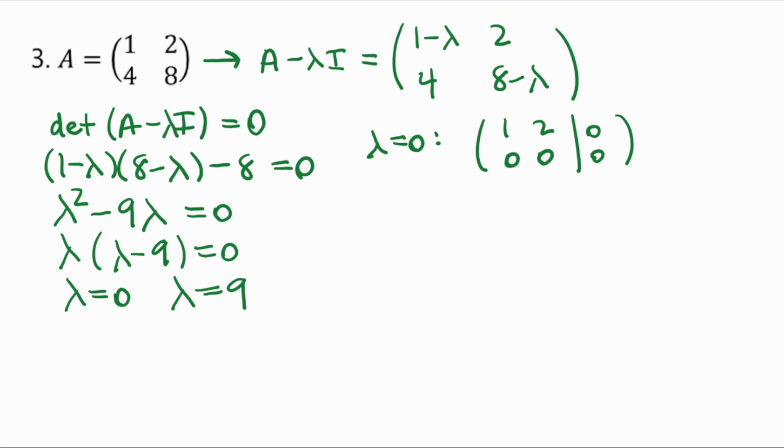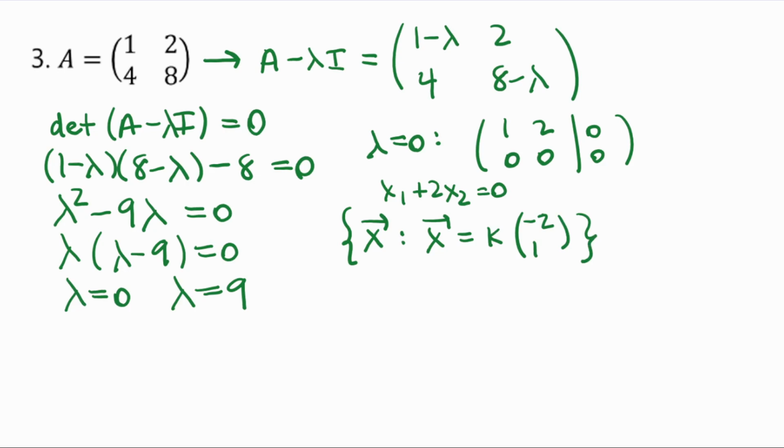And I would say, all right, x1 plus 2x2 equals 0. x1 is negative 2x2. So the eigenvectors would be the set of all x such that x is some multiple of, with x1 being negative 2 times x2, so I'm going to make that 1 and this negative 2.